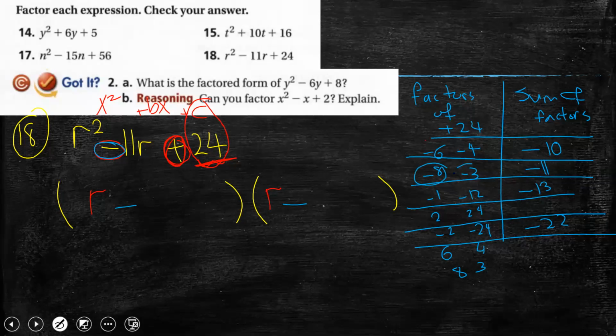Teacher, excuse me, here negative 2 and negative 24. You mean negative 2 and negative 12. And here negative 1 and negative 24.